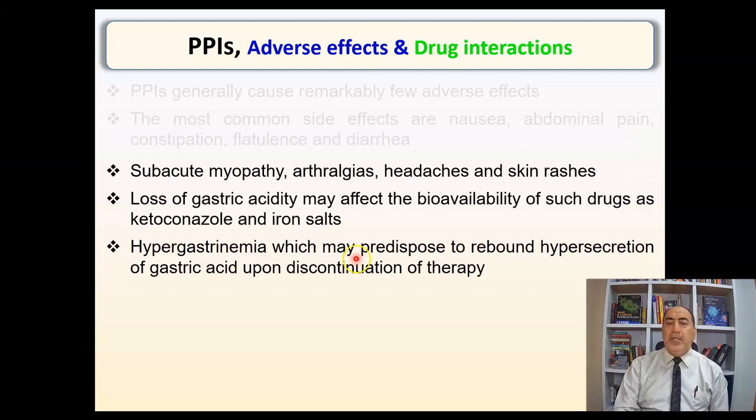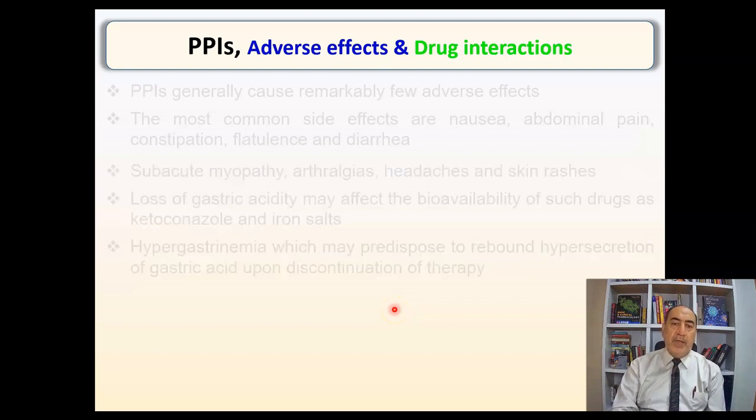Hypergastrinemia, okay, may predispose to a rebound hypersecretion of gastric acid upon discontinuation of the therapy. Remember, we said before, less acid, more gastrin. Now they are used long term, so more gastrin. So when you stop them, gastrin is still there, so it can activate the parietal cells and D cells, so they can continue to increase the production of gastric acid upon discontinuation of the PPI therapy.